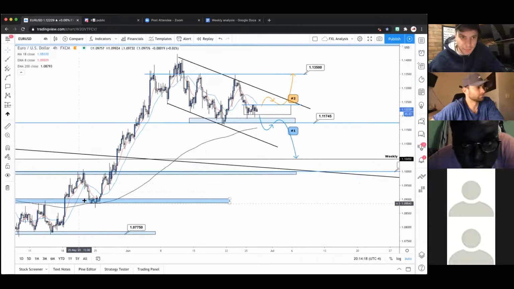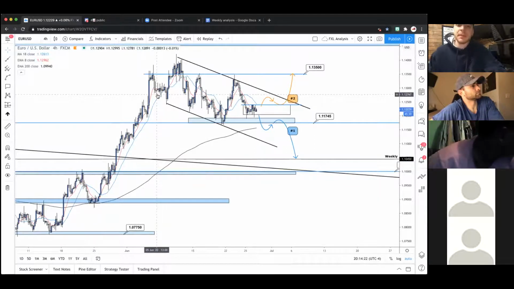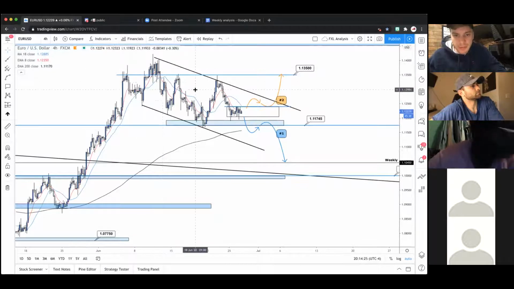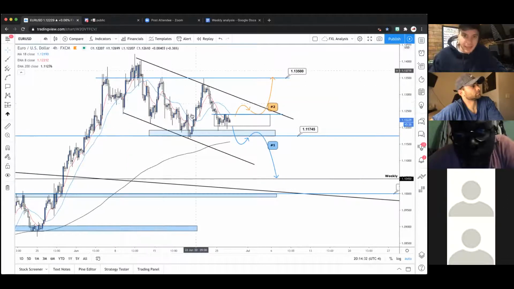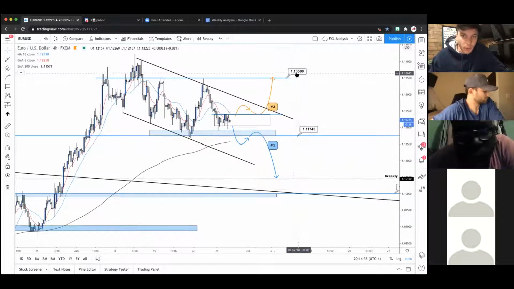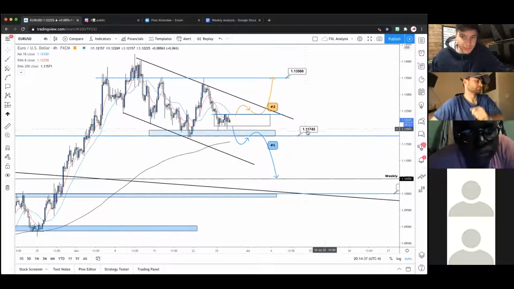So if we look at this 4-hour time frame, we've seen this strong 4-hour bullish trend here, but then we're getting like some reversal patterns here. So this is the head and shoulders right here, left shoulder, head, right shoulder. This was the neckline, and it pushed lower, and then it's kind of just ranging between 1.135 and 1.11745.